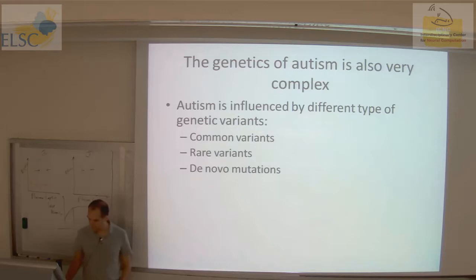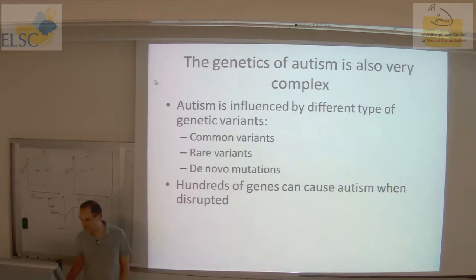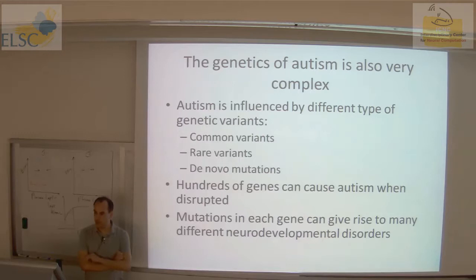It's also very complex because there are hundreds of genes that we know, or we estimate, that may cause autism when disrupted. Another problem in the field is that mutations in each one of the genes that we identified until now can give rise to many different neurodevelopmental problems. So I don't know of any gene that is specific to autism.